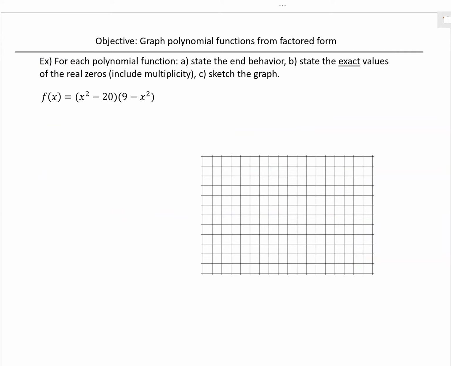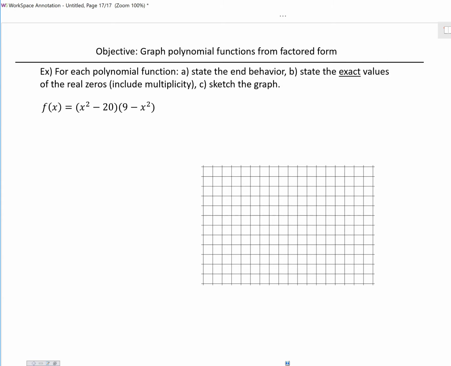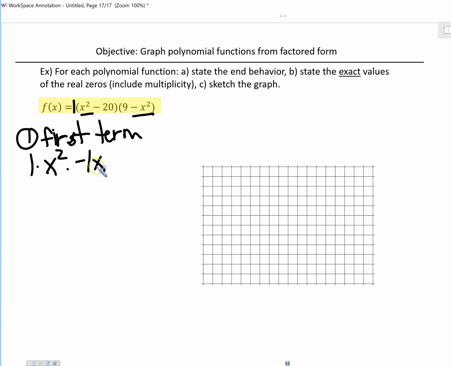All right, another example for us to do together here. So here is the function that we are going to graph. With this one, the first term, so again, our monomial is just a 1 there. And then we have x squared, and we have negative 1x squared. So we take our 1 times x squared times a negative 1x squared. And that would give us negative 1x to the 4th power.